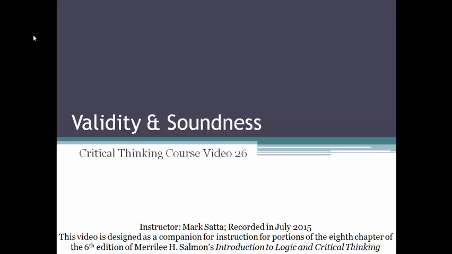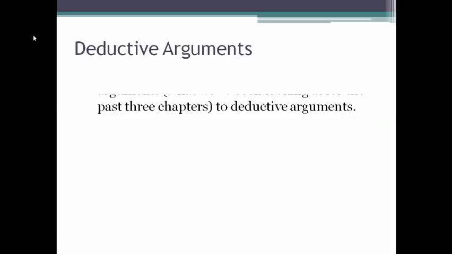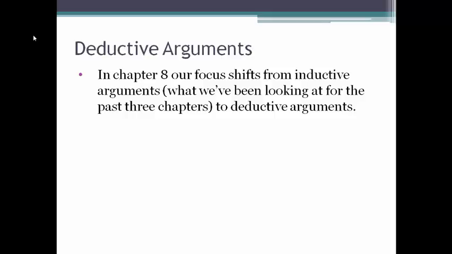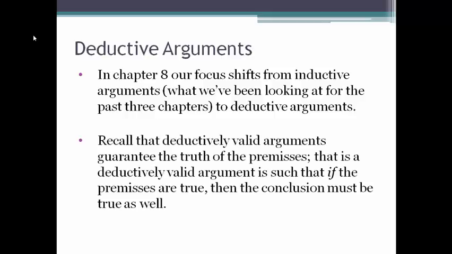To kick off Chapter 8, we're going to talk about two very important properties that you want a deductive argument to have: validity and soundness. In Chapter 8, our focus shifts from inductive arguments, which we've been looking at for the past 3 chapters, to deductive arguments. Recall that deductively valid arguments guarantee the truth of the premises.